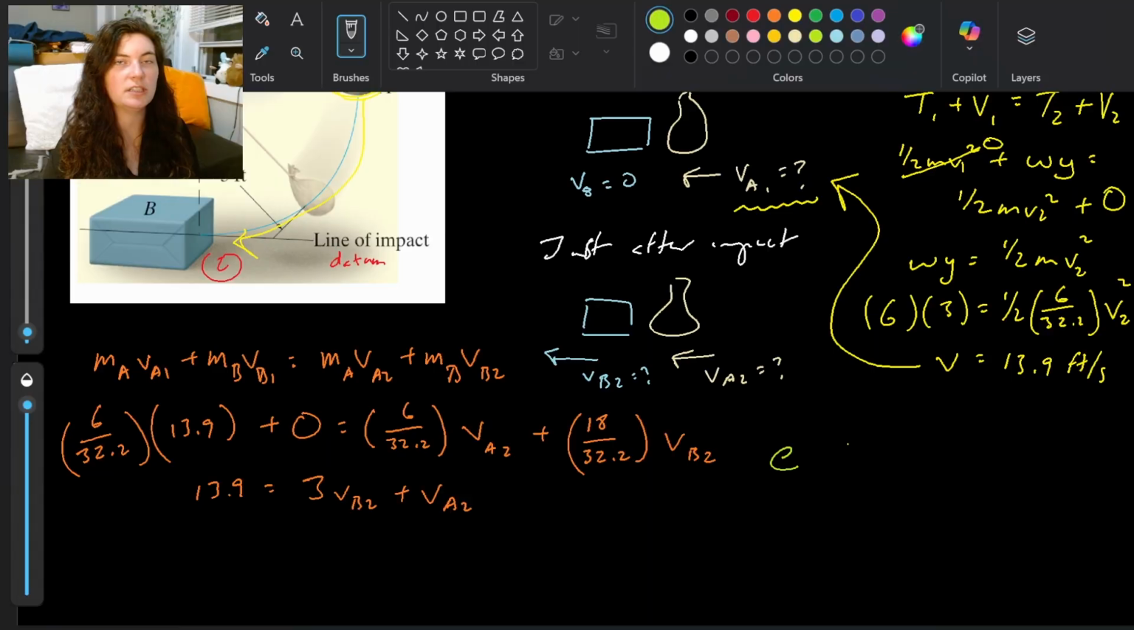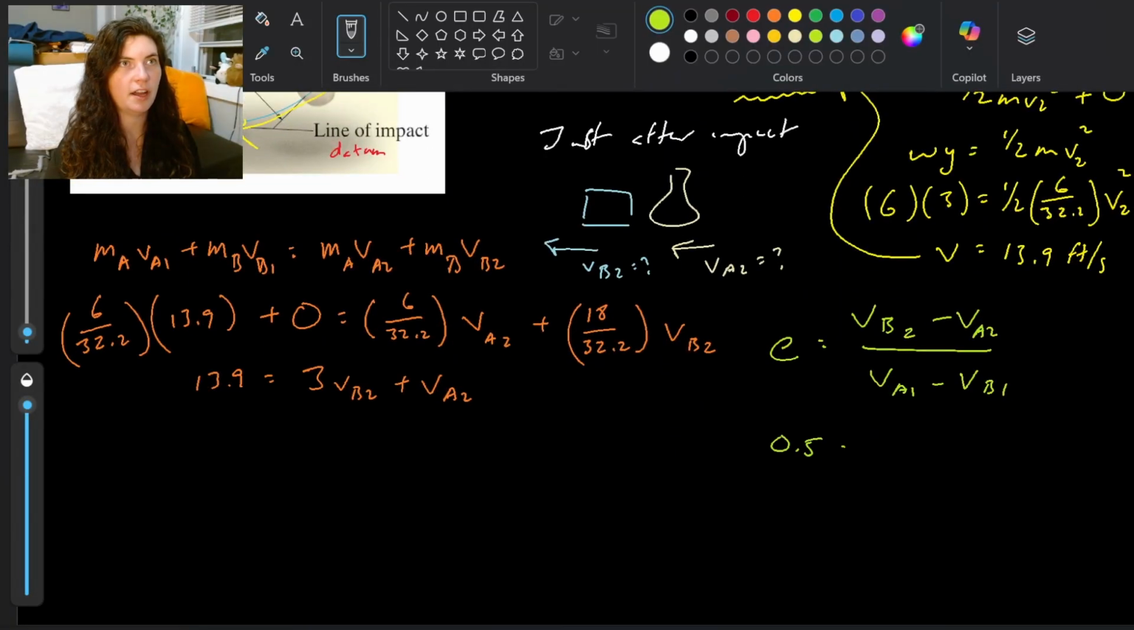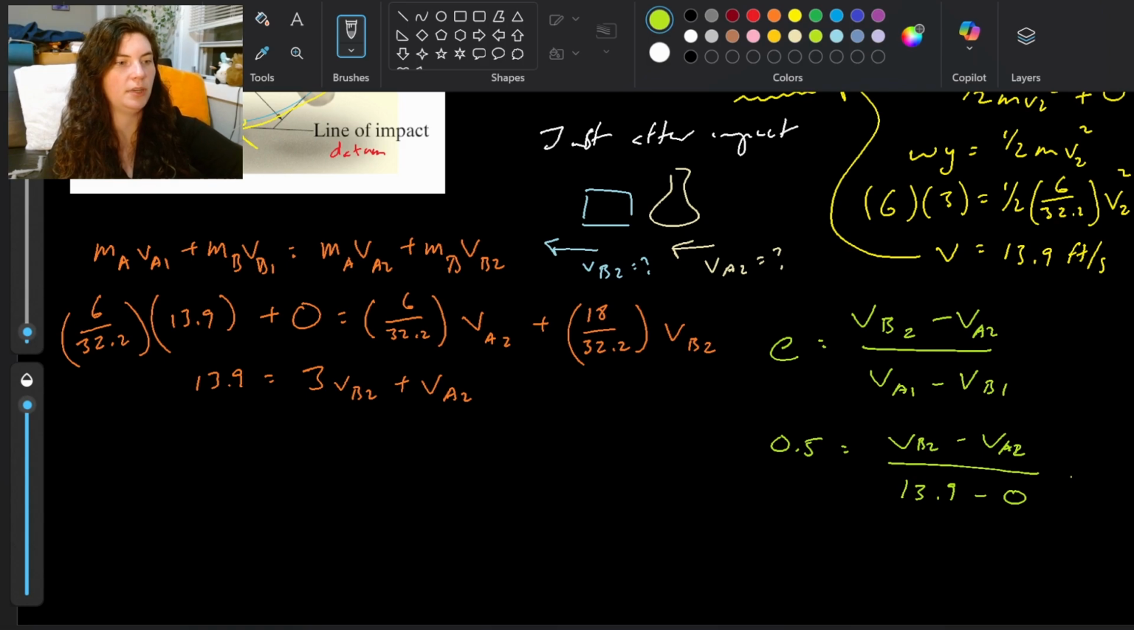So my coefficient of restitution is what gives us the other relationship here. For those velocities in the x direction, I'm going to have vB2 minus vA2 over vA1 minus vB1. They gave us a coefficient of restitution of 0.5. So I have 0.5 equals vB2 minus vA2 over our vA1, which is 13.9, and vB1, the initial B velocity, which is 0. So that's going to give me a relationship for A and B.